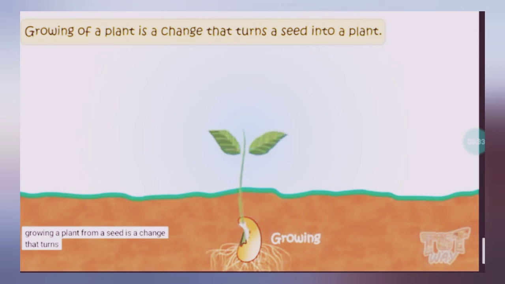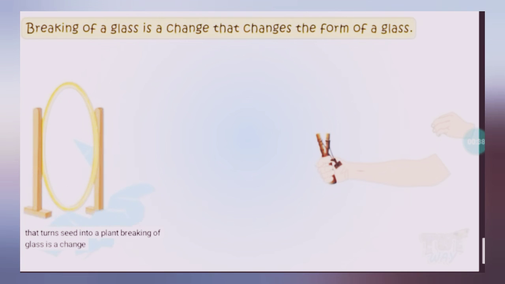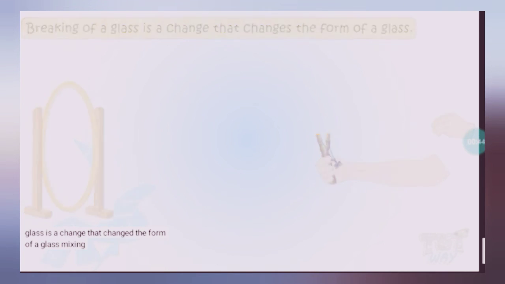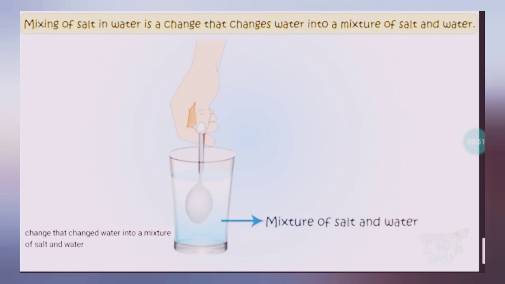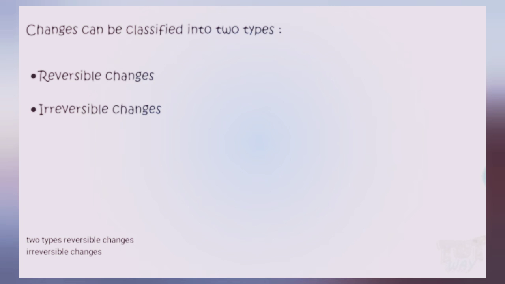Growing a plant from a seed is a change that turns seed into a plant. Breaking of glass is a change that changed the form of a glass. Mixing of salt and water is a change that changed water into a salt solution. This can be classified into two types, reversible changes and irreversible changes. Now let's learn about them in details.